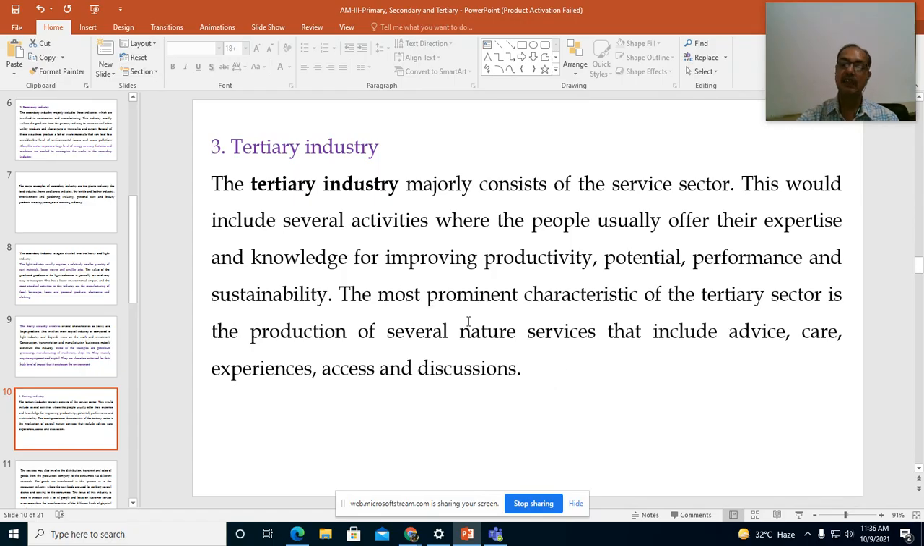And let me tell you here that in the most developed countries of the world, even if you take the example of Singapore, USA, and others, the majority of the GDP is contributed by the tertiary industry. So that is also one of the indications of a developed country.